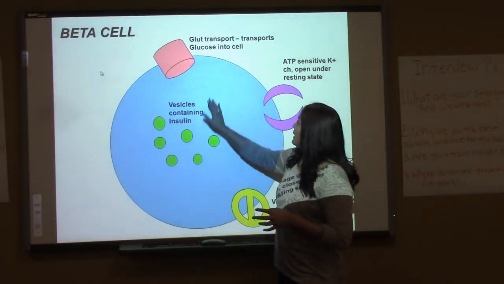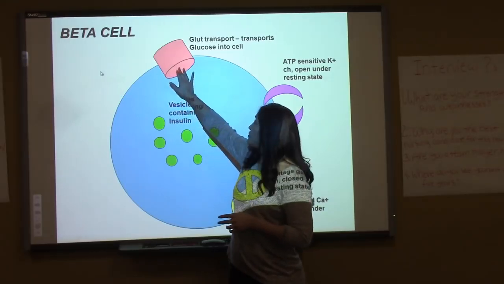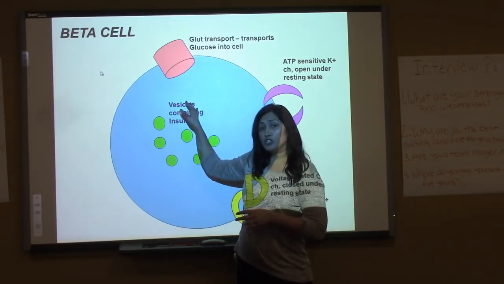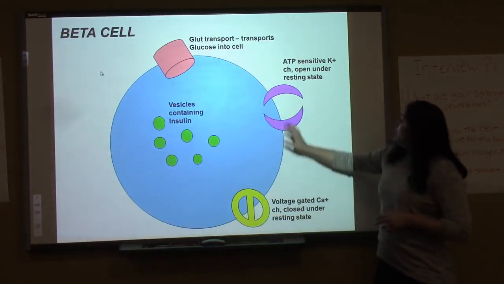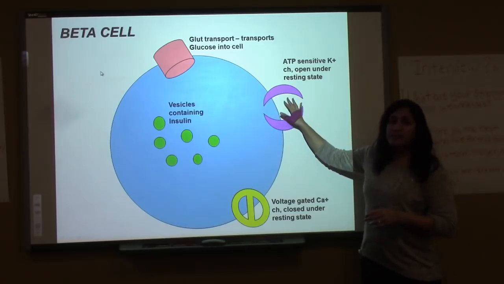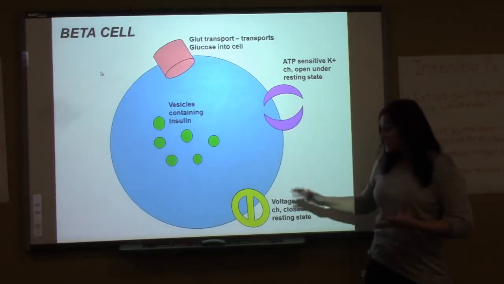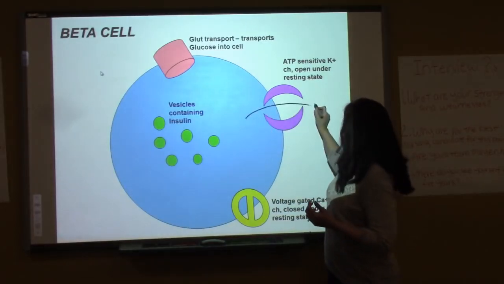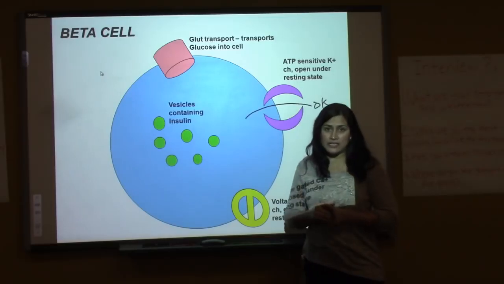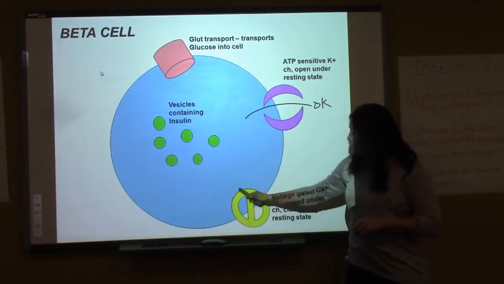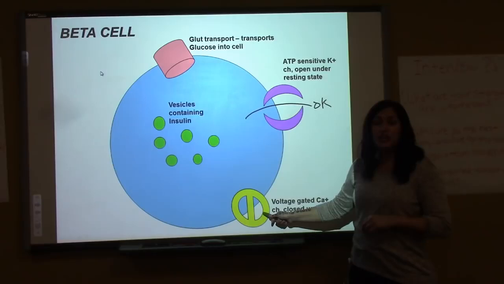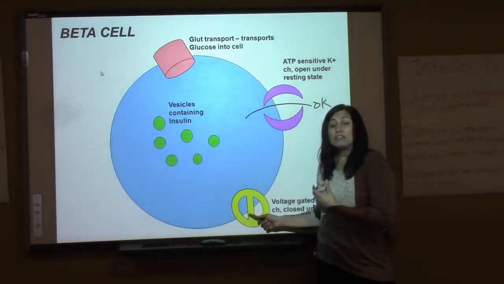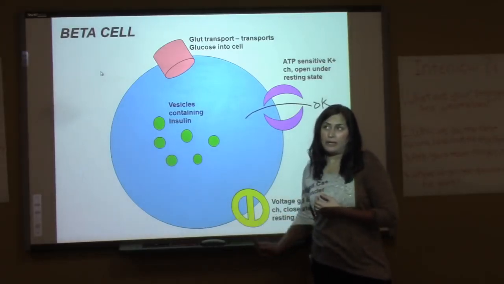So here's the beta cell. It basically has a channel protein, which is called the GLUT transporter. Its function is to allow glucose to come into the cell. Right here is the ATP-sensitive potassium channel. Under normal conditions, when the cell is at rest, this channel is open, allowing potassium to leave the cell. This right here is the voltage-gated calcium channel. Under resting state, this channel is closed. But when this channel opens up, it allows calcium to come in.